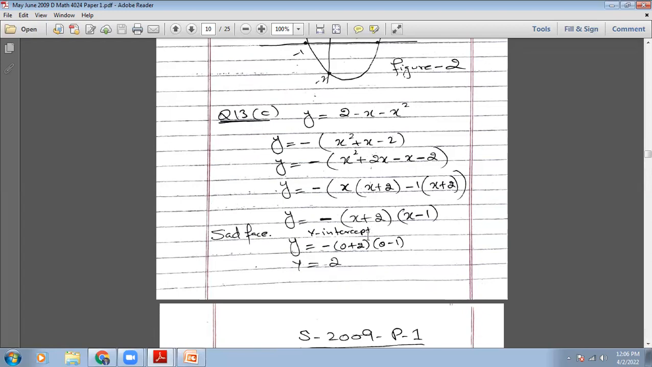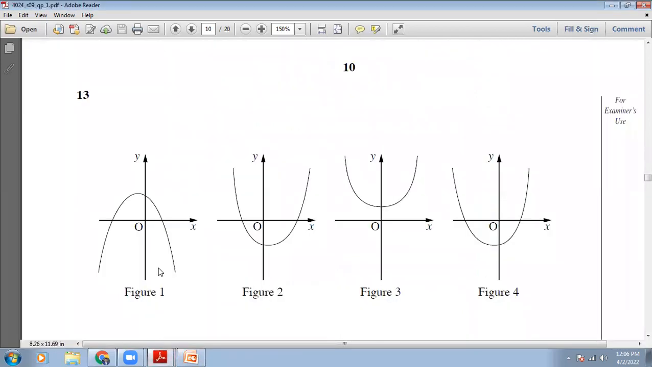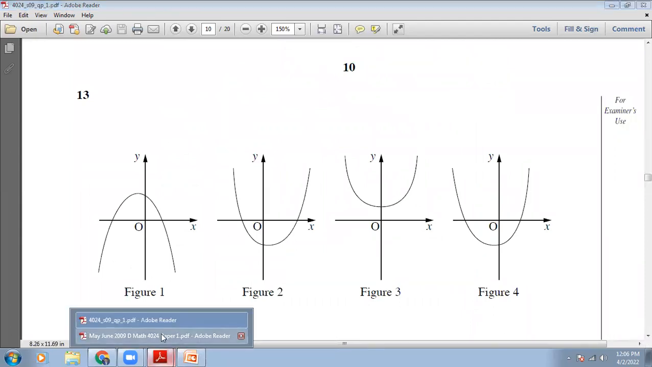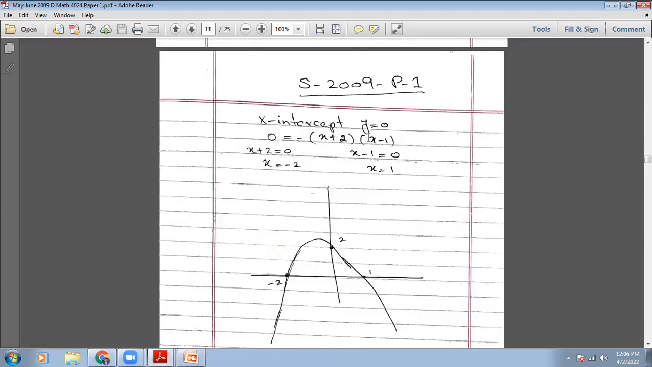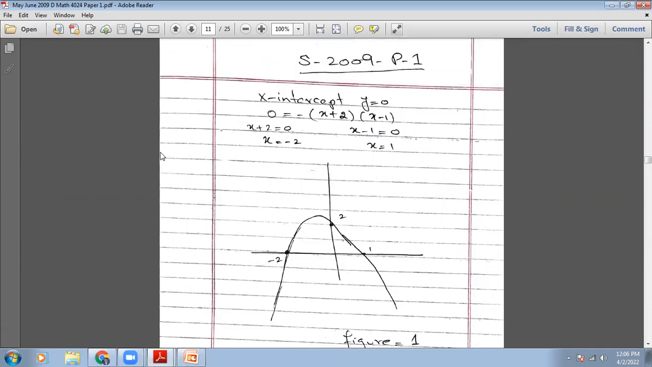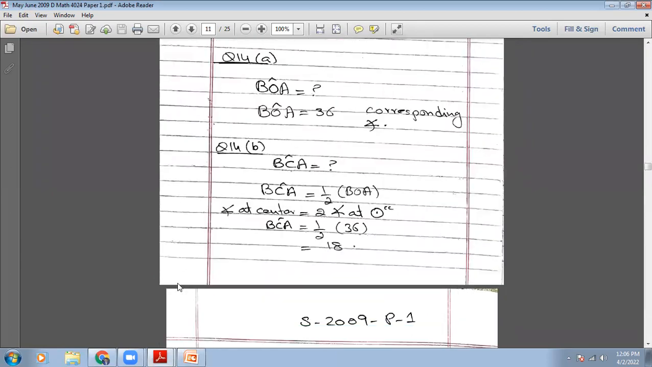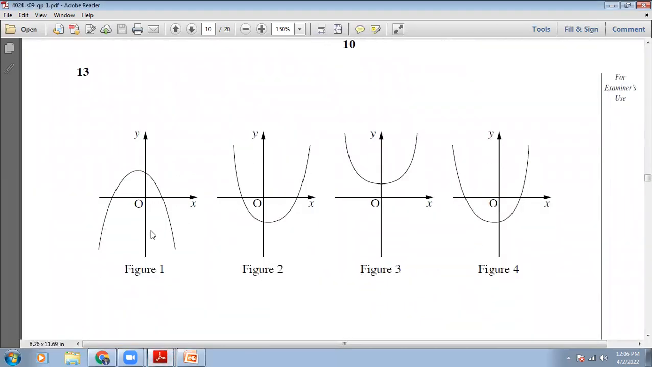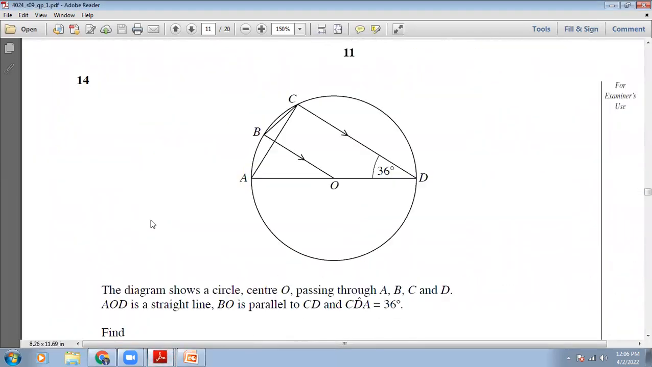First of all, we'll find the y-intercept, putting the x value 0 there. So the y-intercept will be 2. So it's a sad face, and the y-intercept is positive 2. And I have also found the x-intercepts: they will be minus 2 and 1. So figure 1 is the answer. You understand this technique; it is very important. By this technique, I decide which graph belongs to which equation. So that was question number 13.